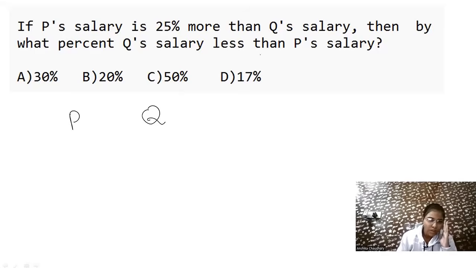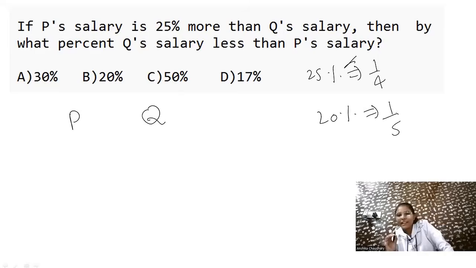Now, what does 25% stand for as a fraction? I am writing here: 25% stands for 1 by 4, and 20% too. In that percentage chart there are all the important percentages as fractions and fractions as percentages. If you remember all these important percentages, you will be able to solve the question in just a few seconds.